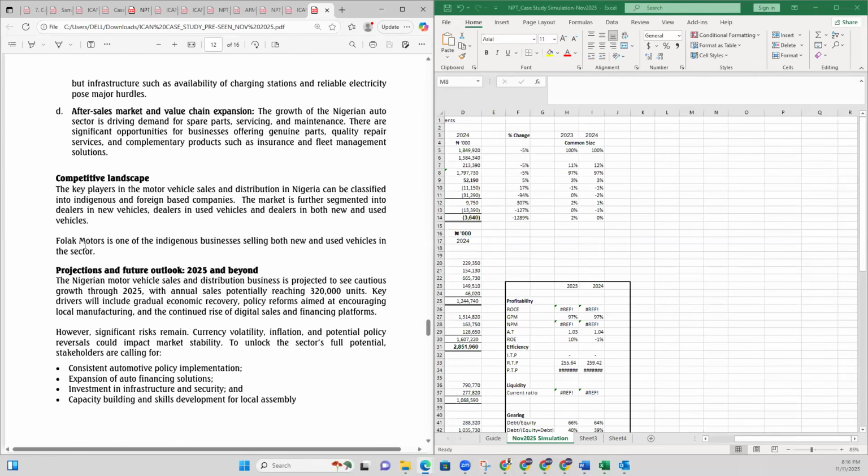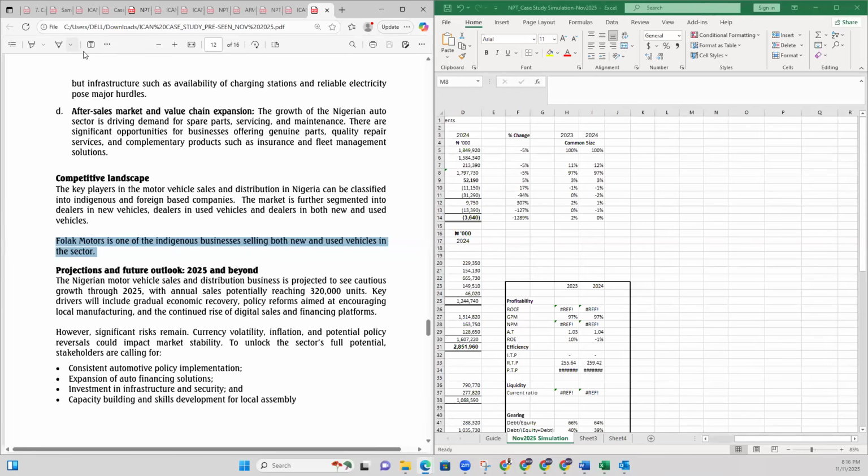Competitive landscape. The key players in motor vehicle sales and distribution in Nigeria can be classified into indigenous and foreign-based companies. The market is further segmented into dealers in new vehicles, dealers in used vehicles, and dealers in both new and used vehicles. Folax Motors is one of the indigenous businesses selling both new and used vehicles in the sector.